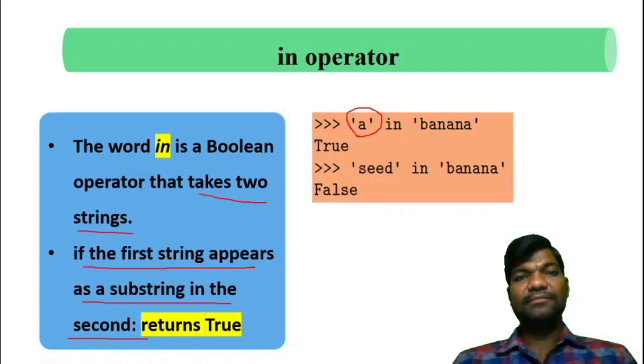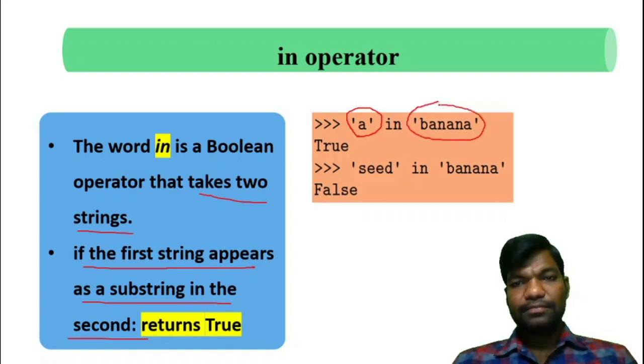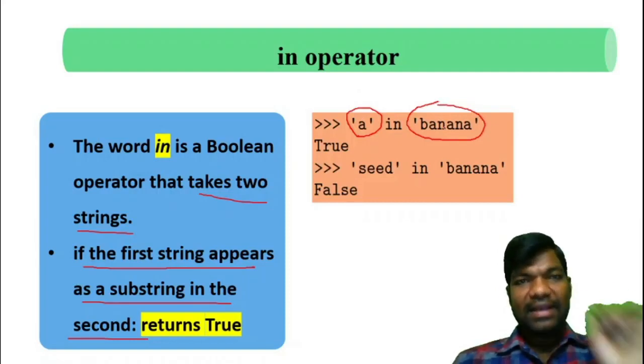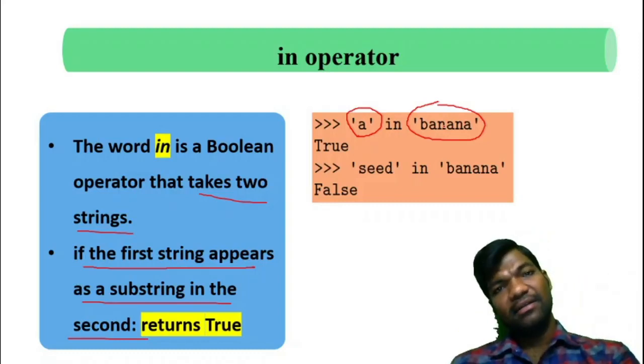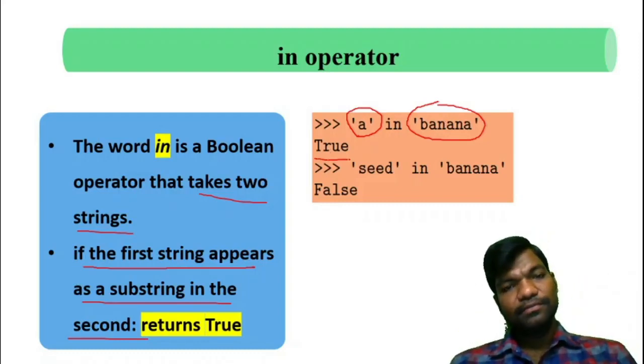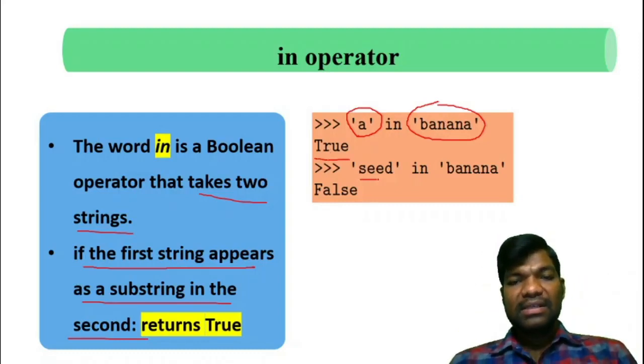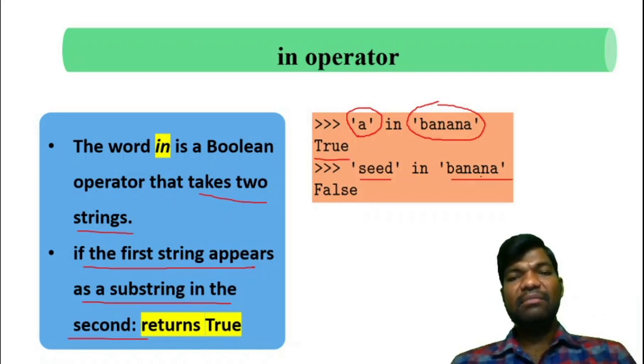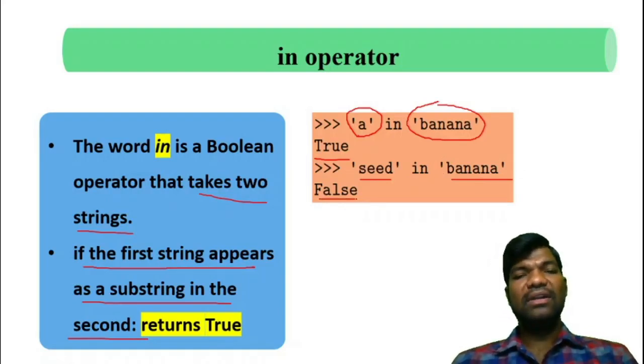This is string 1, right? This is string 2. String 1 in string 2. A in banana. Yes, the A character is in banana. Yes, it is true. It will return true. This is the first string. This is the second string. Seed in banana. So check this. Are any seed characters there? No. So it will return false.